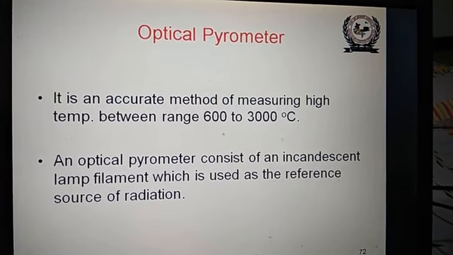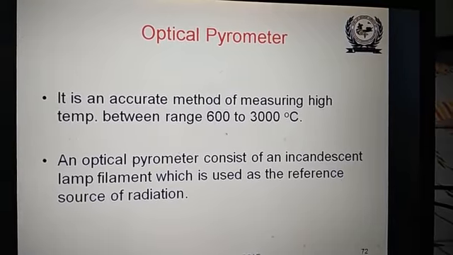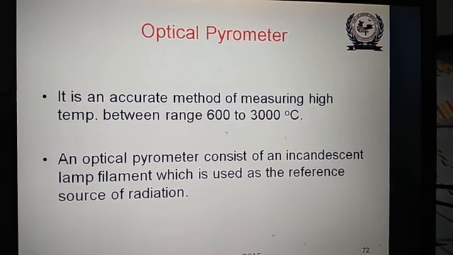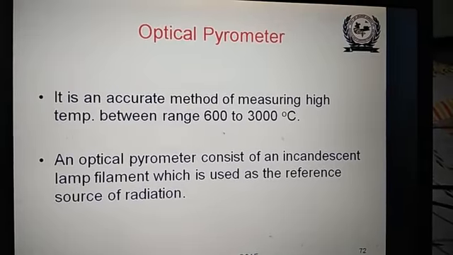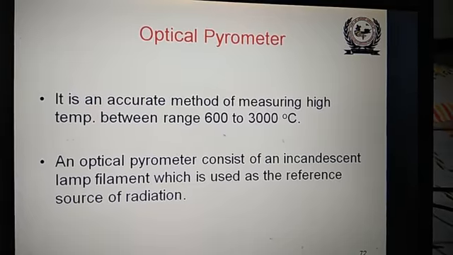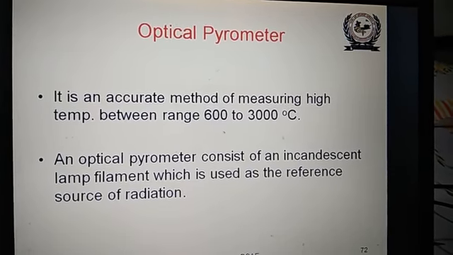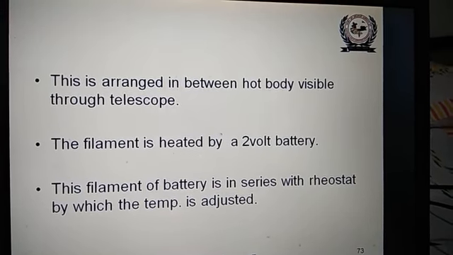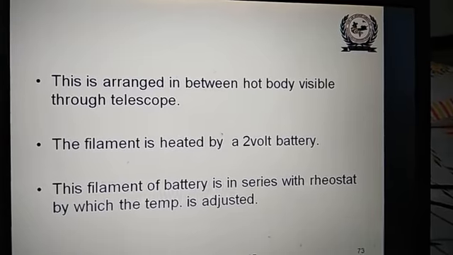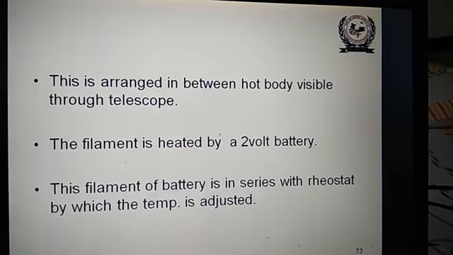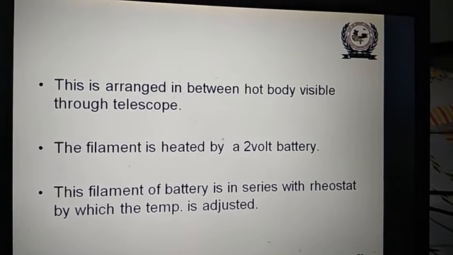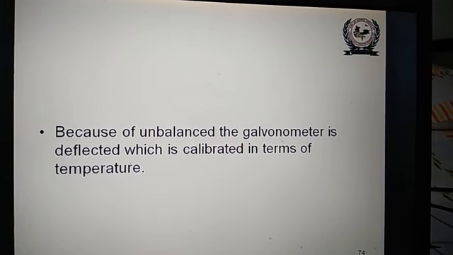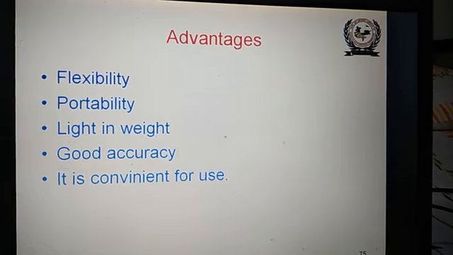And then the optical pyrometer. This is used for 600 to 3000 degrees centigrade. Like a hot furnace, you can measure its temperature. An optical pyrometer consists of an incandescent lamp filament which is used as the reference source of radiation. This is arranged in between, with the hot body visible through a telescope. The filament is heated by a 2-volt battery. This filament and battery are in series with a rheostat by which the temperature is adjusted. Because of unbalance, the galvanometer is deflected, which is calibrated in terms of temperature.